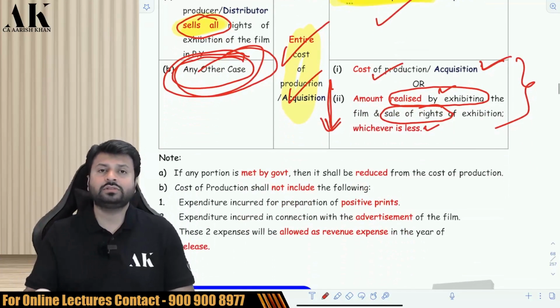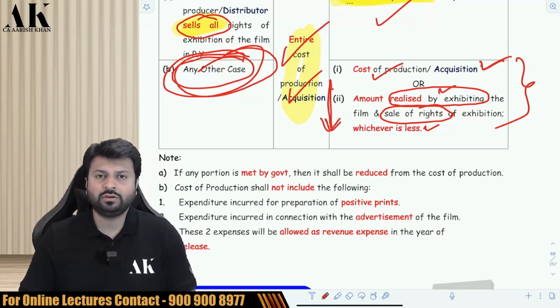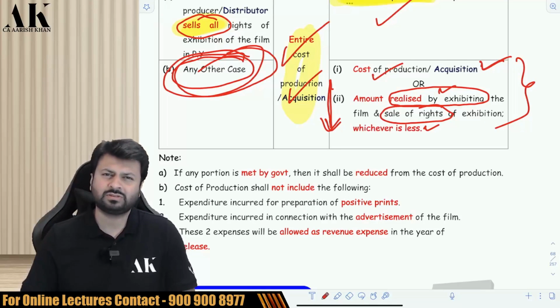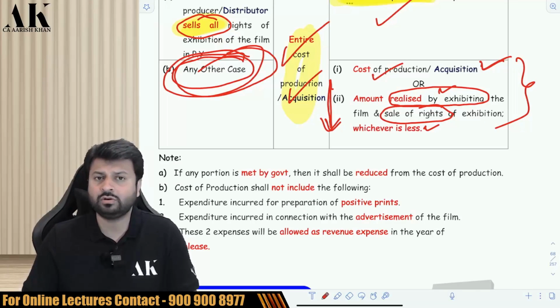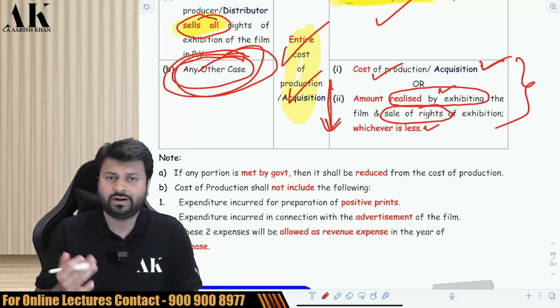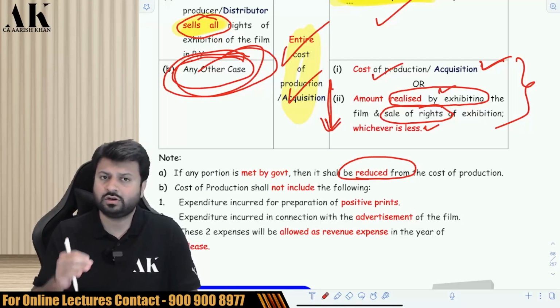Now, there are few things which you are not going to take in the cost of production. First thing, if the movie is made by you and the government is helping you to make the movie, suppose the movie is of a social cost, so the government is helping you to make that movie. If the government is giving you fund to make that movie, so you have to reduce that from cost of acquisition. Okay, from cost of production you have to reduce that much.